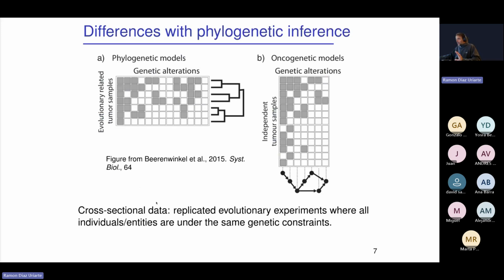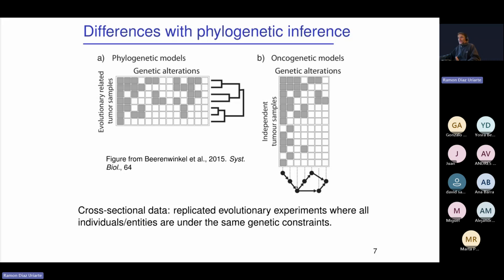Before we continue, it's very important to understand that we are not doing phylogenetic inference. This is a typical example of a phylogenetic setup. We have a collection of samples from the same individual, say multi-regional sampling, and then we try to understand the phylogenetic relationships of those samples. This is not what we are doing. What we are doing is what we have here on the right. We have a collection of individual samples of different individuals, and we are trying to use those different individuals to understand what are the restrictions or dependencies in the accumulation of these events.